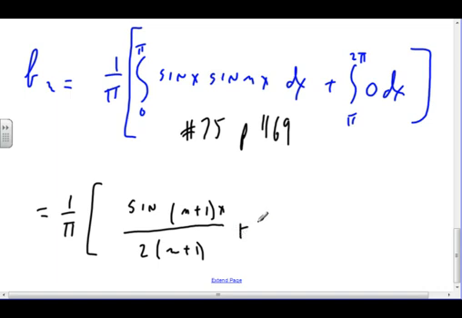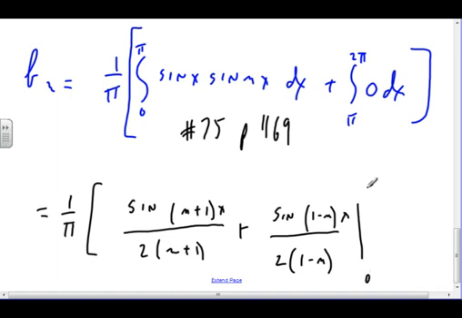plus sine 1 minus n x divided by 2 1 minus n, evaluated at 0 and pi.